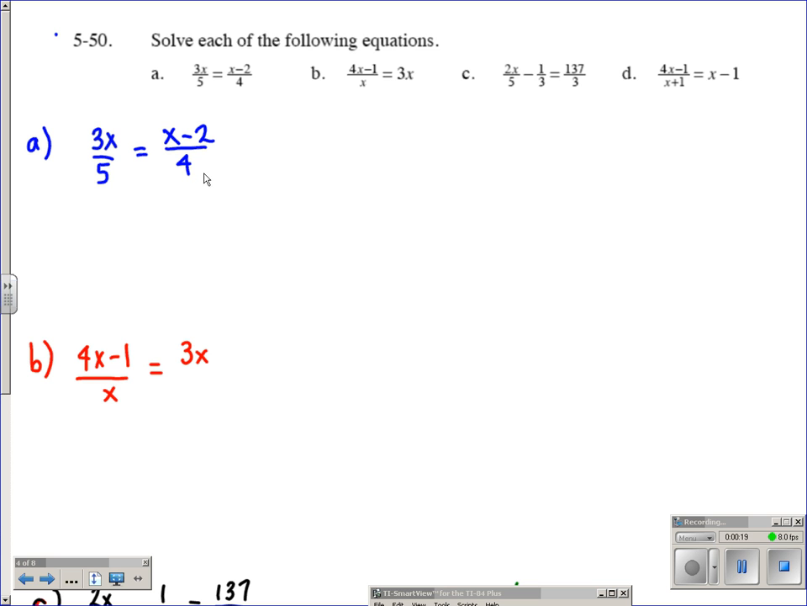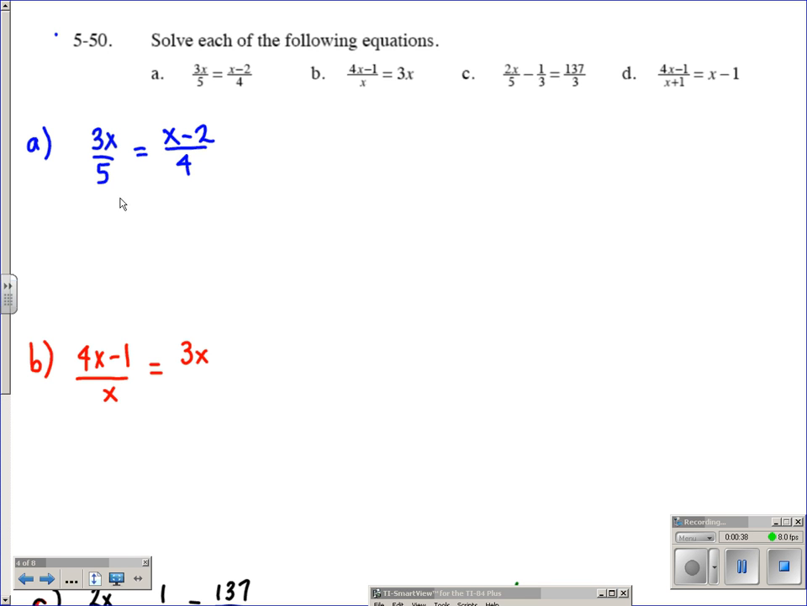One thing you may want to consider doing, because we have a fraction equals a fraction on this one, you could do the whole cross multiplying method there, where you multiply this numerator times this denominator, and the numerator of this fraction times the denominator of the other fraction.